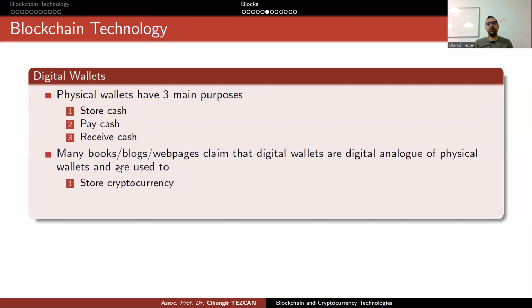Many books, blogs and web pages claim that digital wallets are the digital analog of physical wallets and are used to store cryptocurrency, send cryptocurrency, and receive cryptocurrency. This cannot be any more wrong. And this is very important because it forces people to think that they have their cryptocurrencies, NFTs, any digital assets on the wallet software, which is on their laptop. So they think that everything is stored on the laptop, okay? But they are stored in the blockchain. That is important. None of your cryptocurrencies or NFTs are on your laptop.